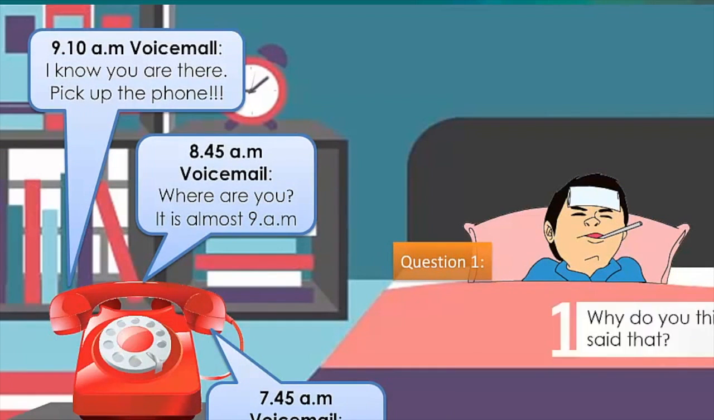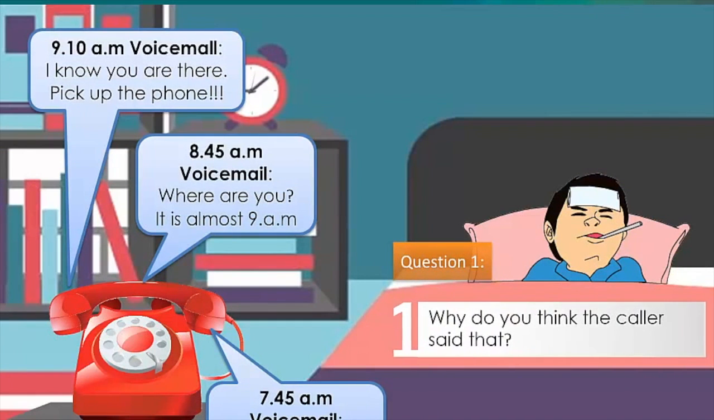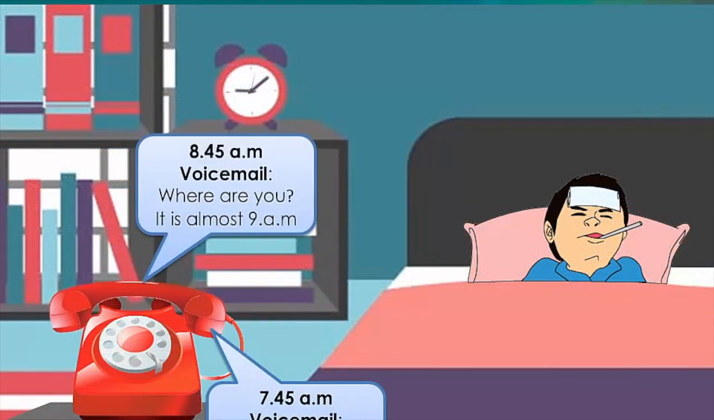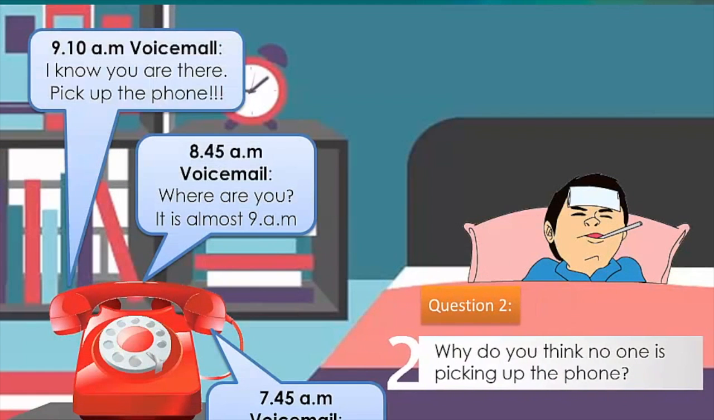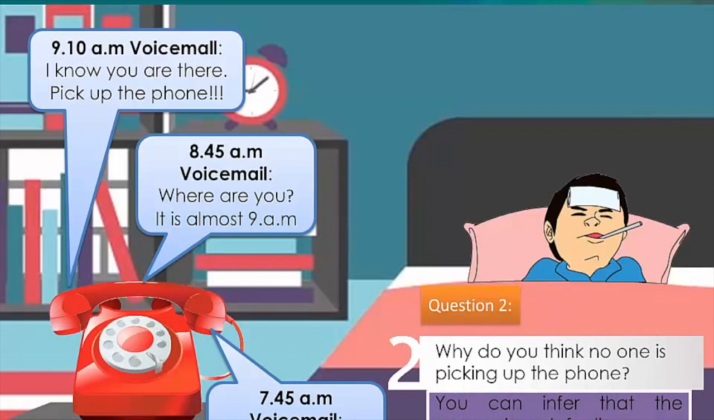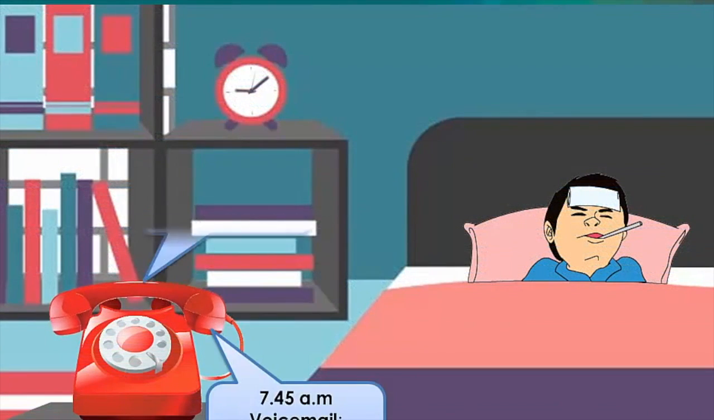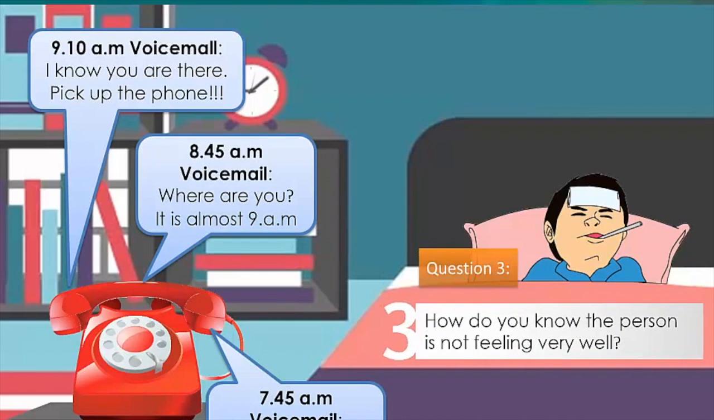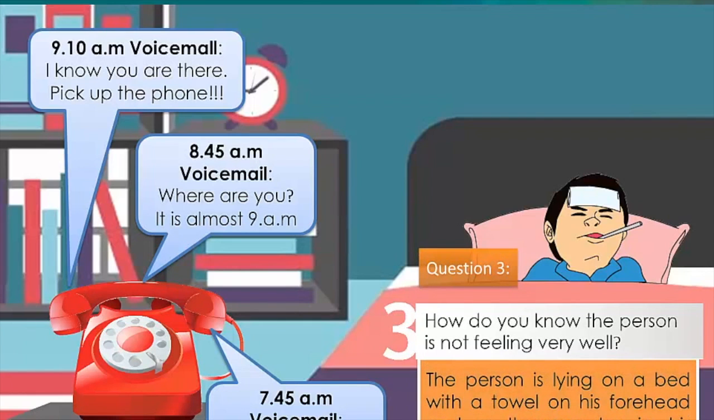Why do you think the caller said that? You can infer that no one is picking up the phone. The phone has been ringing for many times. Why do you think no one is picking up the phone? You can infer that the person is not feeling very well to get up and pick up the phone. How do you know the person is not feeling very well? The person is lying on a bed with a towel on his forehead and a thermometer in his mouth.